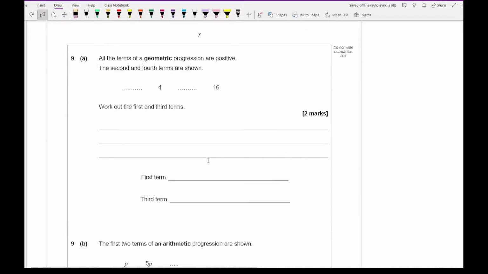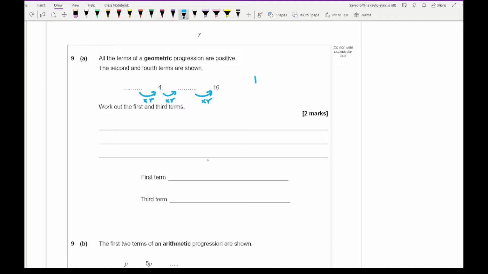Now, looking at question 9a, it says all of the terms of the geometric progression are positive. The second and fourth terms are shown. Work out the first and the third term. Now, with a geometric progression, the term to term is being multiplied by r. We don't know what r is, but in a geometric progression, we are multiplying the previous term by a number to get the next term.